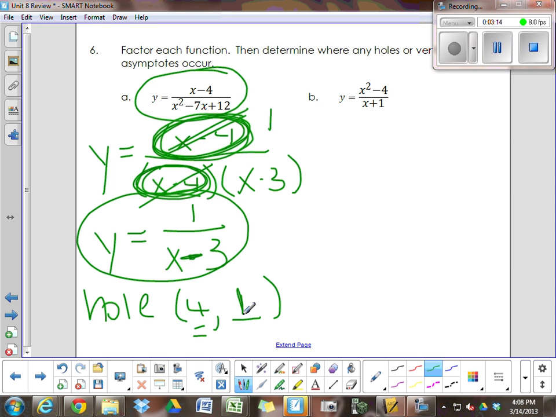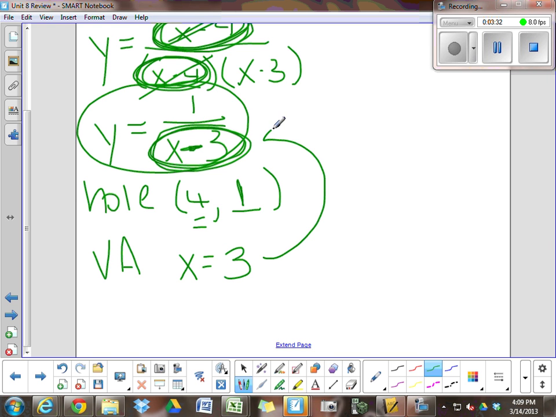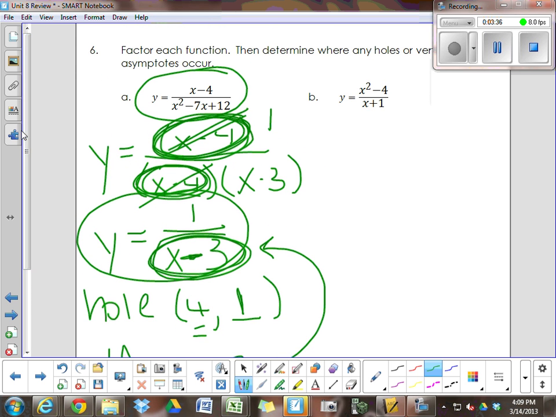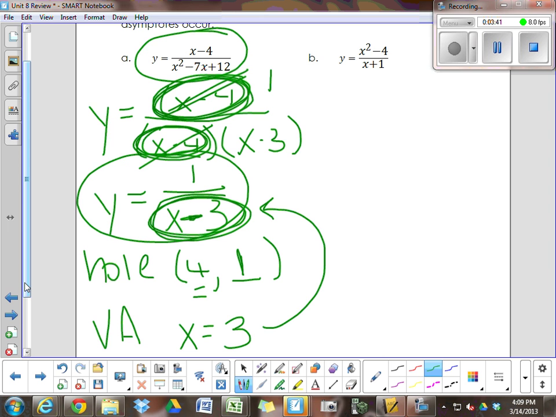We also have a vertical asymptote for this graph at positive 3. And that occurs because you have a denominator here with a factor that didn't cancel with anything in the top. x equals 3 is the value that would create 0 down there. So 6a has a hole at 4, 1, and a vertical asymptote at x equals 3.